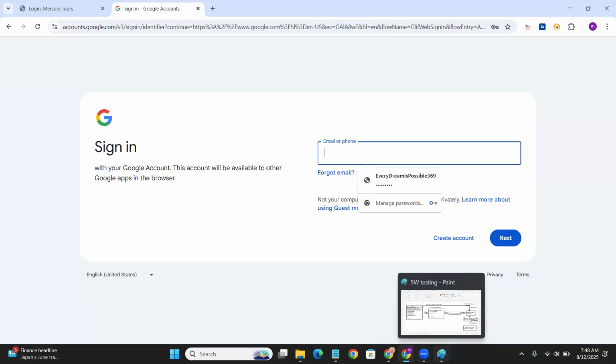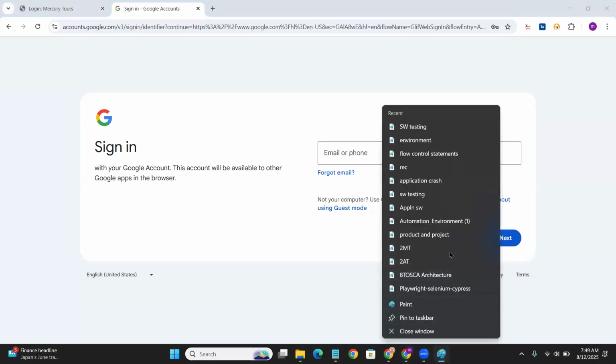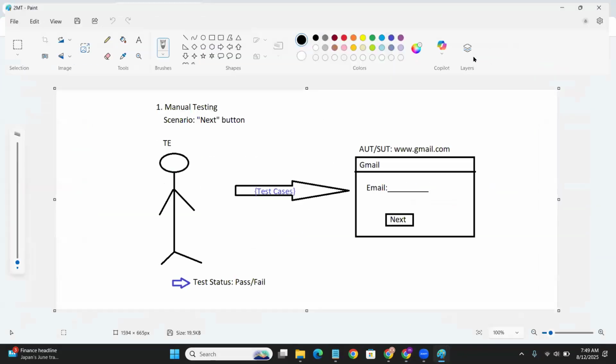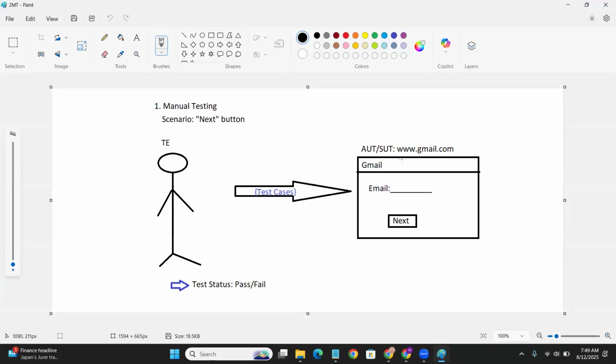So try to understand diagrammatically. If I want to test this next button, how can we go for manual testing? This is the application under test or system under test, gmail.com. Which one do I want to test here? The next button. If I want to test the next button, what do I do? First, I am going to prepare the test case. In a simple, understandable way, how I need to test the next button, step by step, I am going to write. That is called a test case we are going to follow.